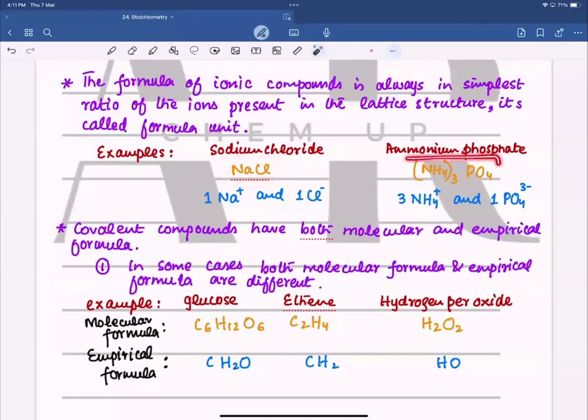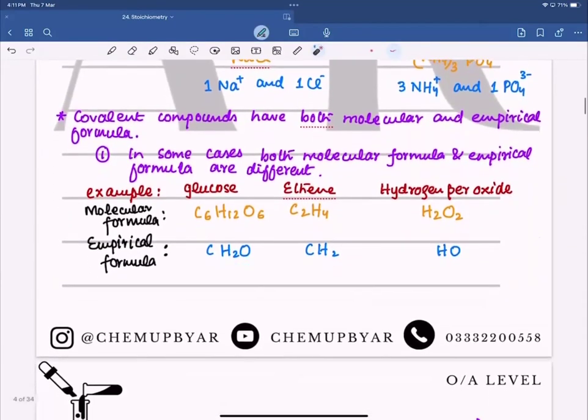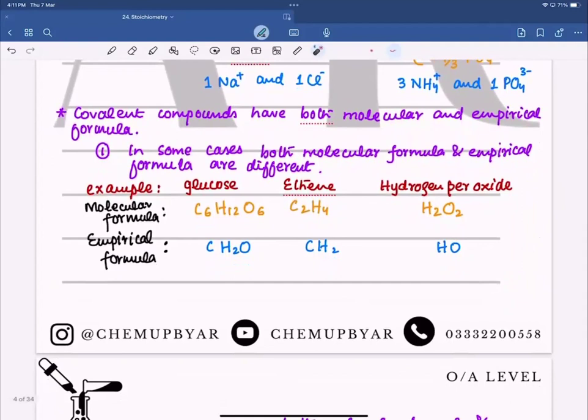Now, if you see over here, ammonium phosphate, there are 3 ammonium ions and 1 phosphate ion. This is the ratio of how these ions are present in the giant lattice of ammonium phosphate. For example, let's suppose the lattice has 10 million phosphate ions, then that lattice exactly contains 30 million ammonium ions. That's why we get the simplest ratio of 3:1. Is this understandable to all of you? Okay. Now, covalent compounds have both molecular and empirical formulas, but ionic compounds have only their simplest ratio, that's it.